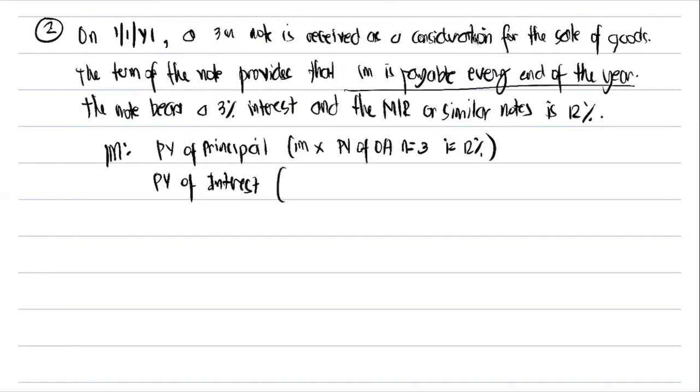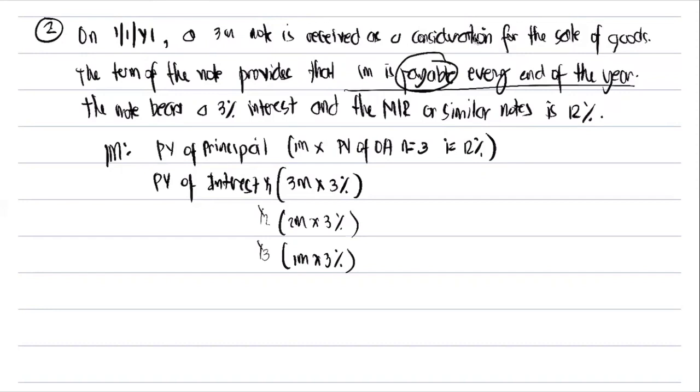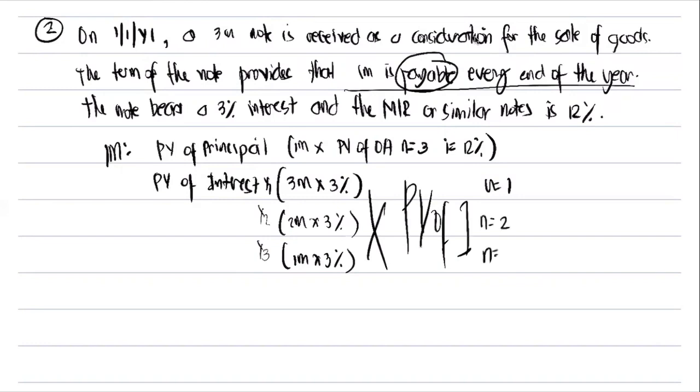Next, PV of interest. Since there will be a decrease on the value of our principal, then the interest will also decrease. So first you have 3 million times 3%. Then we have 2 million times 3%. And then 1 million times 3%. So this is on year 1, year 2, and year 3. Why is there a decrease again? Because there is a principal repayment that is payable every year end. Multiplied by PV of 1. Here, n is equal to 1 for 1 period, n is equal to 2 for 2 periods, n is equal to 3 for 3 periods, and I is equal to 12%.